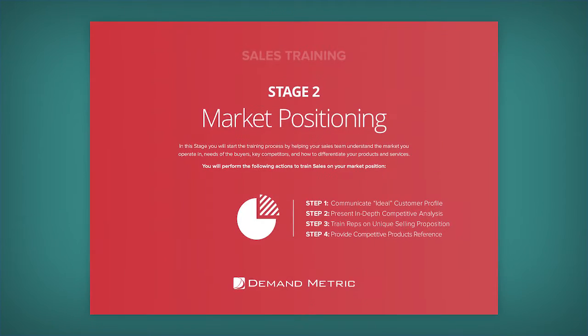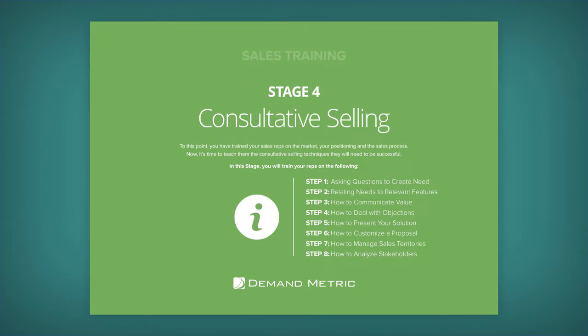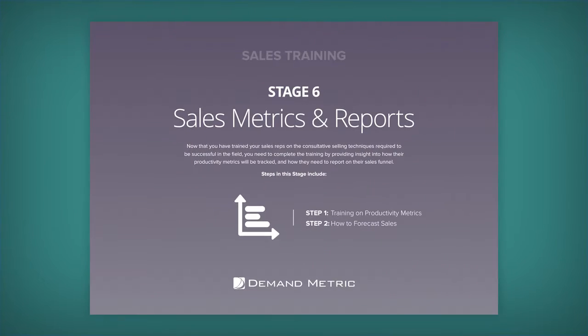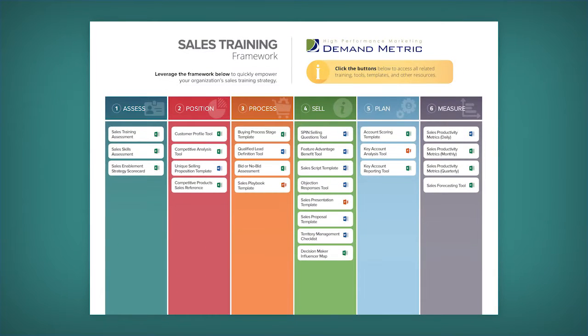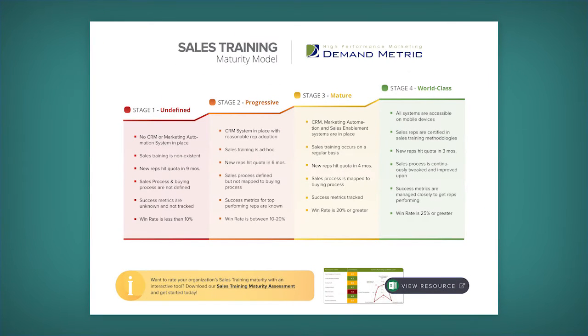Use this step-by-step playbook and set of premium tools and templates to develop a consultative approach to selling. Each playbook begins with a table of contents and a framework for quick reference to the tools and templates highlighted throughout the step-by-step guide. Also included is a maturity model that helps you understand where your organization sits in the spectrum of sales training maturity.